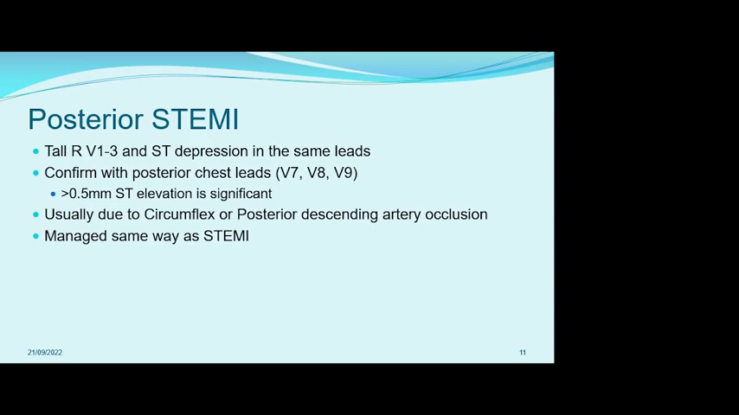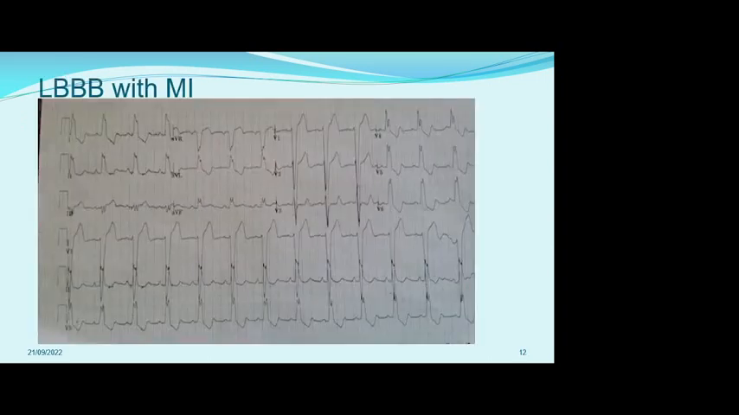So this you can confirm by extending your ECG leads to V7, V8 and V9, the posterior wall of the chest, but there even a 0.5 millimeter ST elevation is considered significant, and usually this is due to circumflex artery or posterior descending artery occlusion. The management is same as ST elevation myocardial infarction.